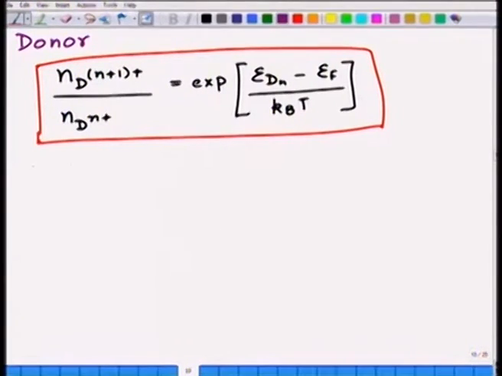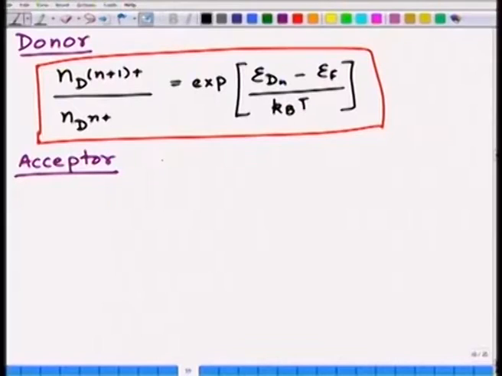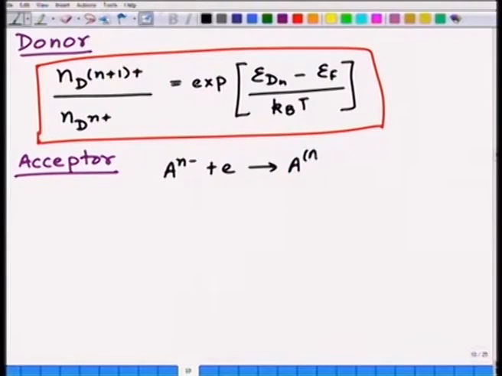Now, let us continue. Next, we will go to acceptor behavior. Similarly, let us write down for acceptors also. If we have an acceptor reaction going on like this, let us say A in the n minus 1 charge state accepts an electron and goes to one more additional charge state, n plus 1 negative charge state.